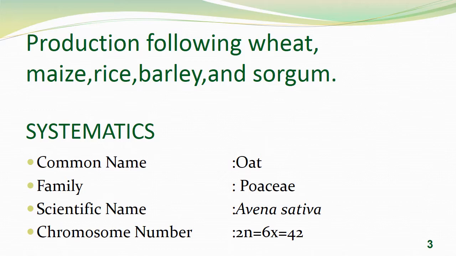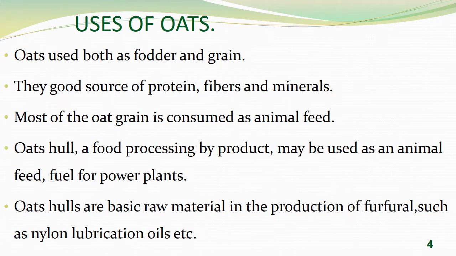level. It is hexaploid. Use of oats: it is used both as fodder and grain, a good source of protein, fiber and minerals. Most of the oat grains is consumed as animal feed. Oat hull is a food processing byproduct, may be used as animal feed, fuel for power plants. Oat hulls are a basic raw material in the production of furfural, used for nylon, lubrication oils, etc.